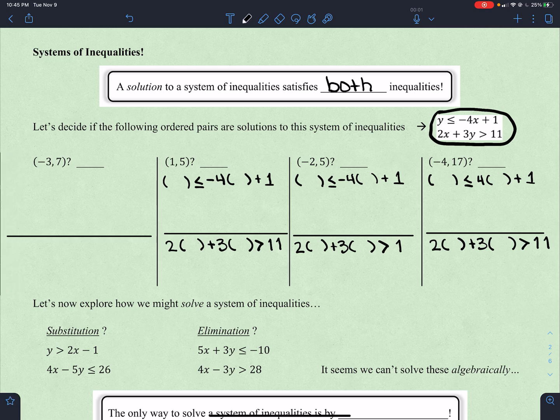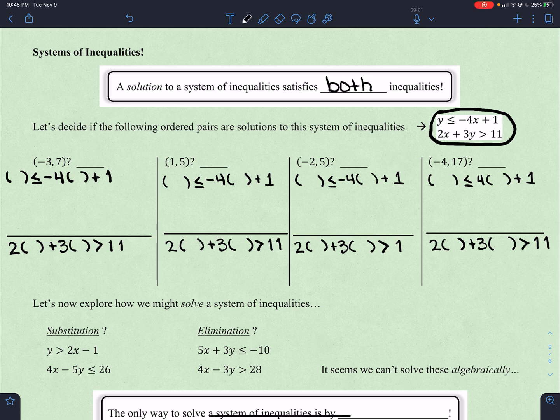So what I'm going to be doing first is I'm going to rewrite the equations out without the variables and replace that with a set of parentheses. So we're going to have y is less than or equal to negative 4 times x plus 1. Our second equation is 2 times x plus 3 times y is greater than 11. Okay.